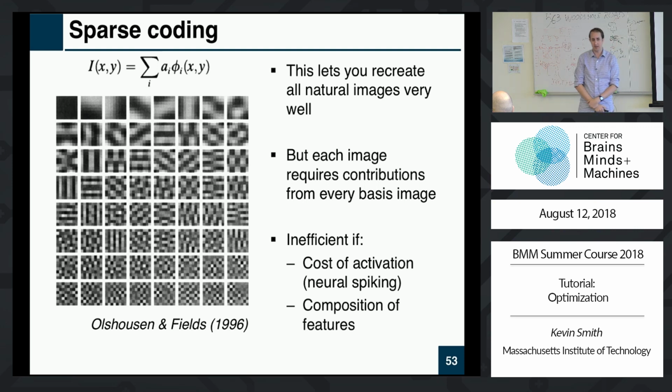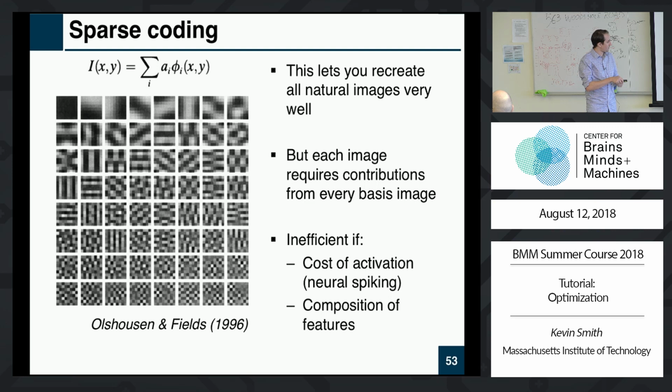So if you want to model this, say, as a model of the visual system, you can think of there being a cost for neural spiking. It might not be huge, but there's a metabolic cost to it. So you don't want a coding that requires everything spiking all the time. You want to save energy and build things in an efficient way.